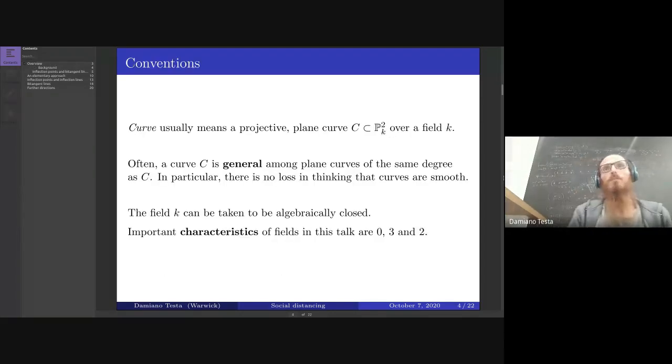Okay, so let's begin with some of the conventions that I'm going to be using. So when I say curve throughout this talk, I'll usually mean a projective plane curve. I won't be talking about abstract curves, or curves in three-space. I'm just going to be talking about plane curves. And I'm going to be working over a field K. And I specifically do not want to make assumptions on the field K for the moment.